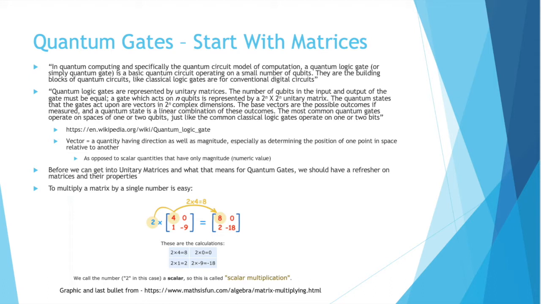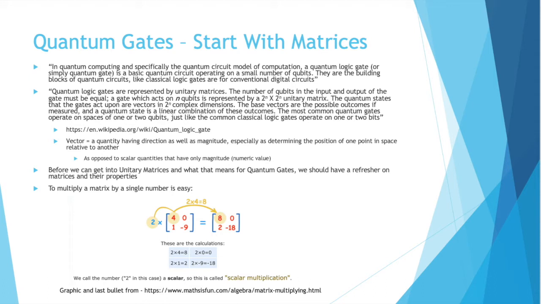Quantum logic gates are represented by unitary matrices. The number of qubits in the input and output of the gate must be equal. A gate which acts on n qubits is represented by a 2 to the power of n times 2 to the power of n unitary matrix. The quantum states that the gate acts upon are vectors in 2^n complex dimensions. The base vectors are the possible outcomes if measured, and a quantum state is a linear combination of these outcomes. The most common quantum gates operate on spaces of 1 or 2 qubits, just like the common classical logic gates operate on 1 or 2 bits.